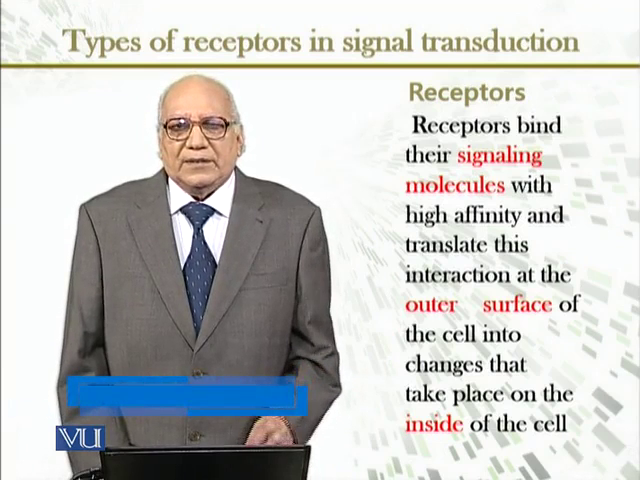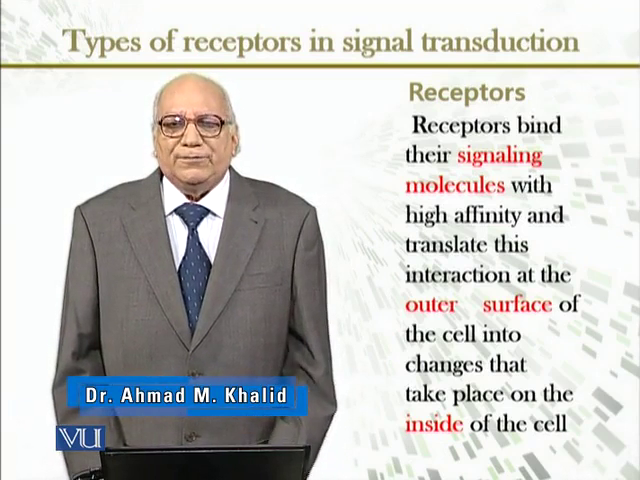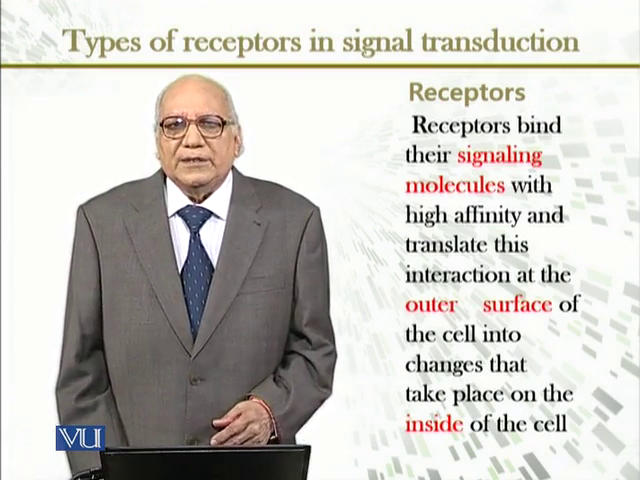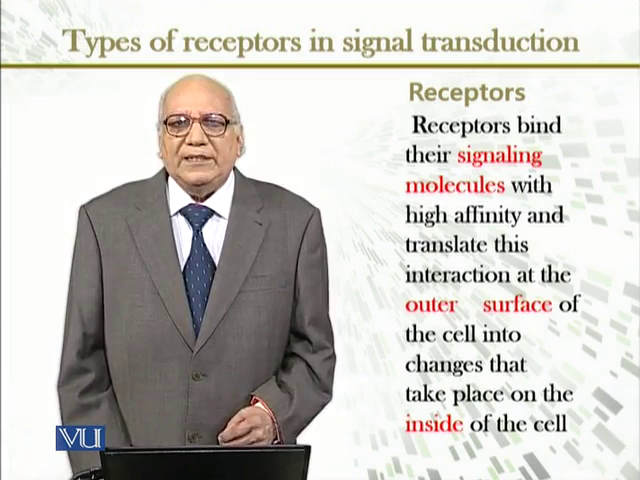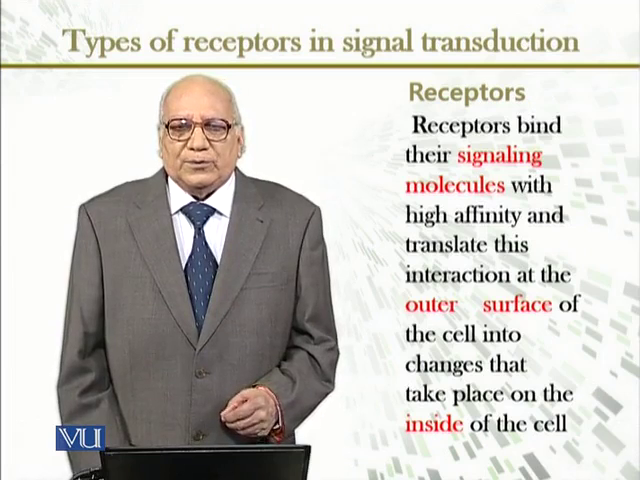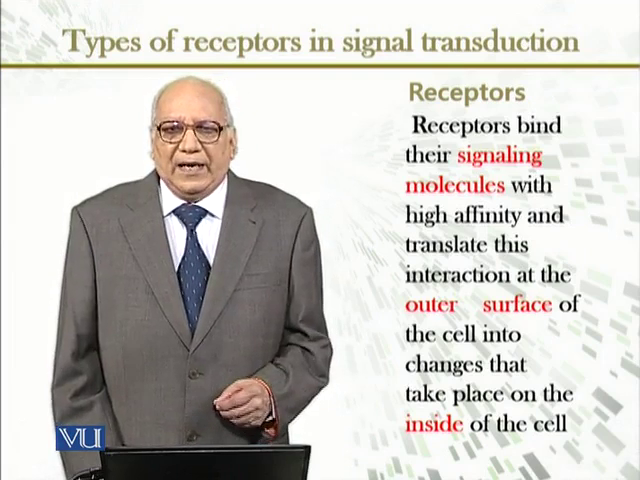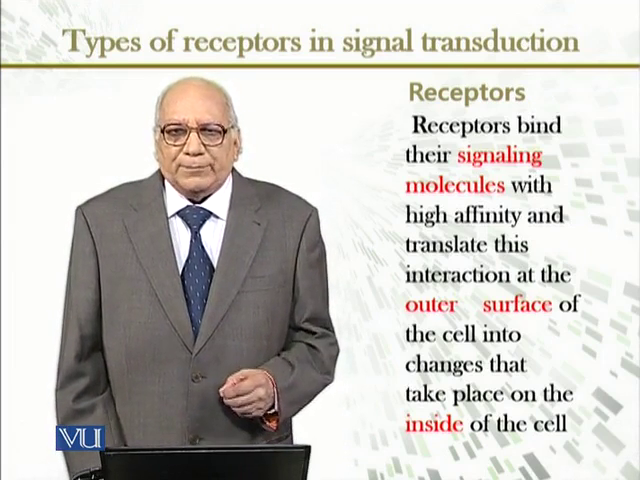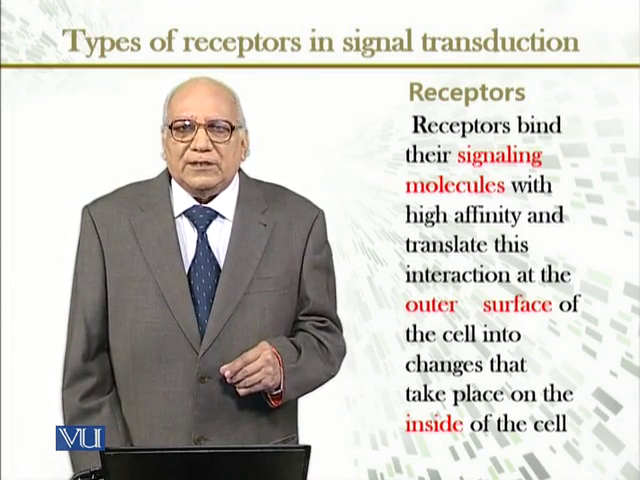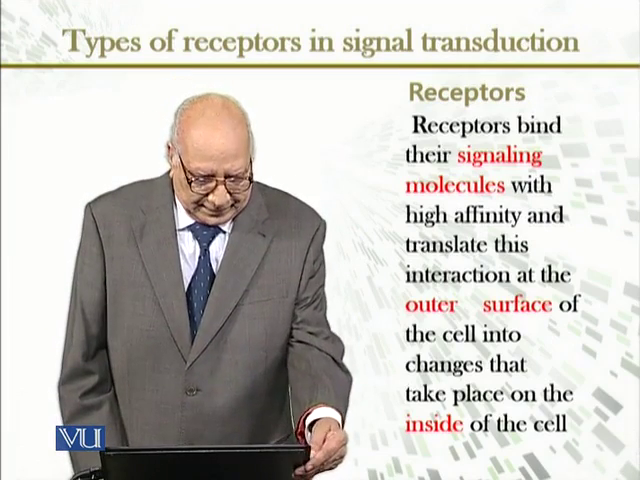The cell communicates by producing different types of high affinity molecules. High affinity molecules are those which have a very high likeness for the receptor, and those receptors are developed on the outer surface of the cell, while the changes take place on the inside of the cell. From the outer surface, they receive the signal and then make the changes in the cell appropriately.